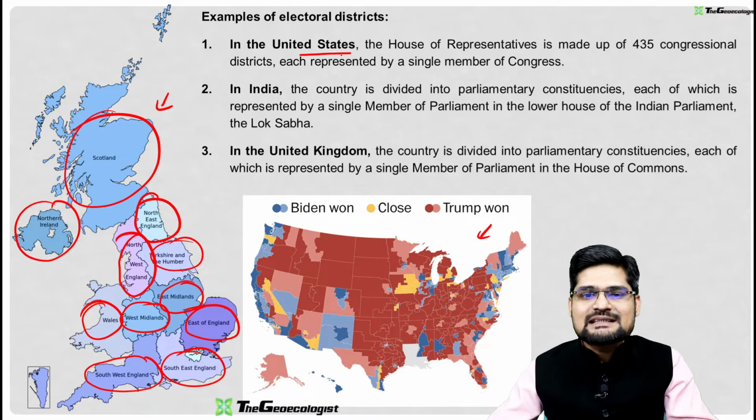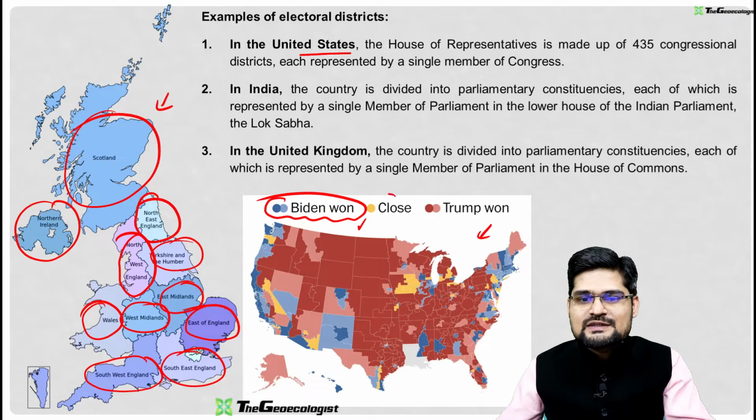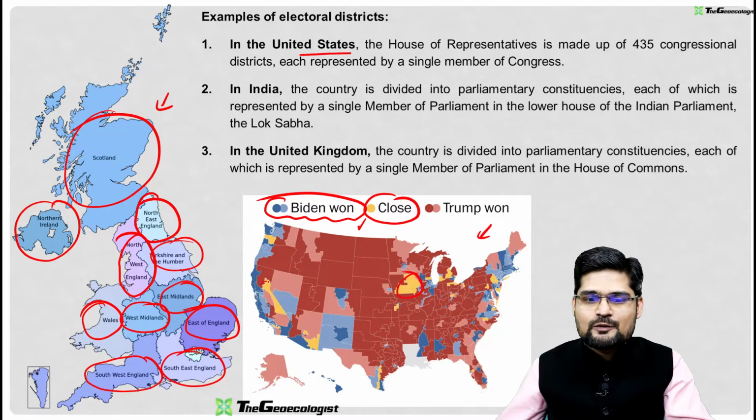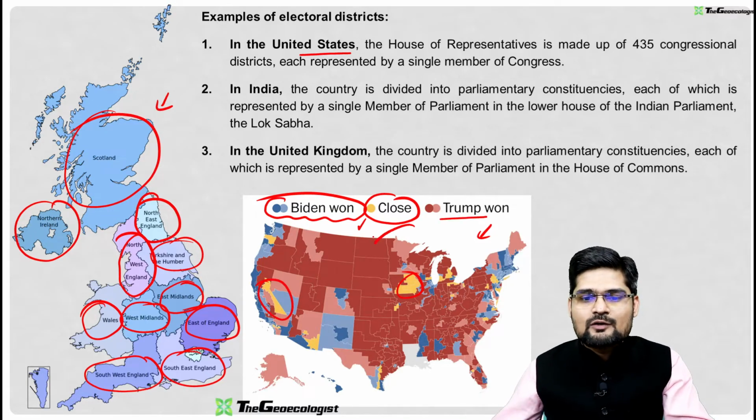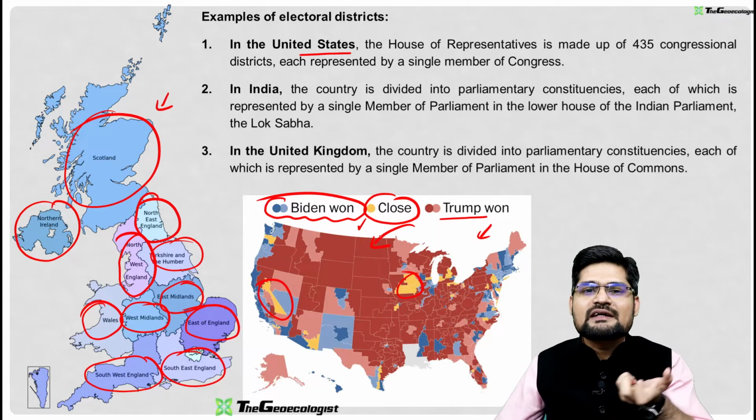So in USA also you observe here, what is this blue color representing? From the last election where Joe Biden won, which was close. You see these yellow portions here, which Trump won was this. So largely it gives us an idea of what is the spatial variation, right?